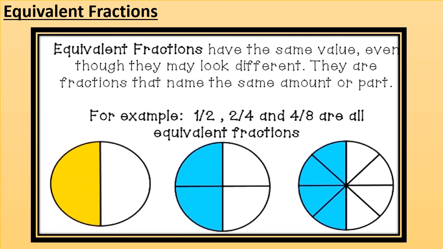Now see the three pictures of the circle. In first, the circle is divided into 2 equal parts and one part represents 1 by 2. Now in second, the circle is divided into 4 equal parts, out of which 2 are shaded, so it represents 2 by 4. And in third, the circle is divided into 8 equal parts, out of which 4 are shaded, so it represents 4 by 8. But they have the same value, as in all these three, half of the circle is shaded, so the same amount of the circle is shaded, so they are equivalent.